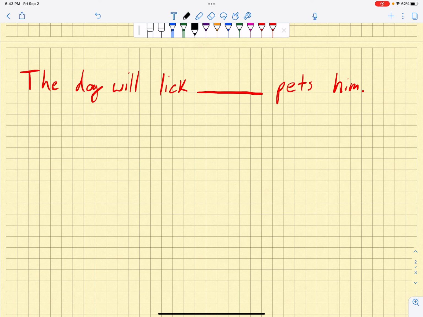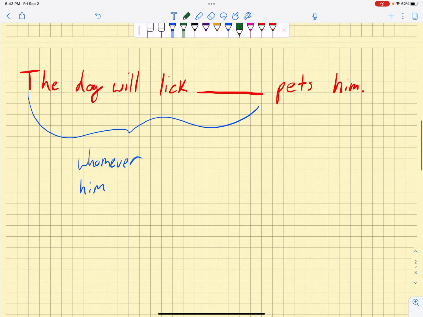So once again, in this first half, the dog will lick whomever, right? If we really wanted to, we could replace whomever with him. The dog will lick him. That sounds right. The dog will lick whomever. That is also correct.